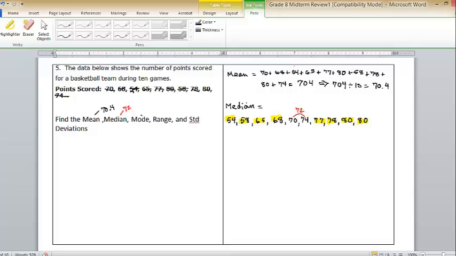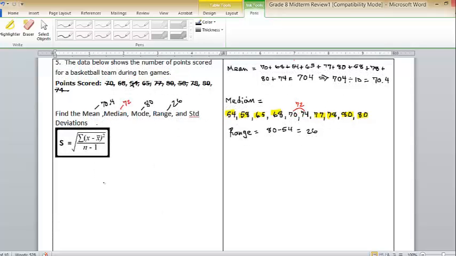Now, the mode is the number that appears the most. There's only one number that appears more than once, and that's 80. The range is the maximum minus the minimum. 80 take away 54 will give us 26.